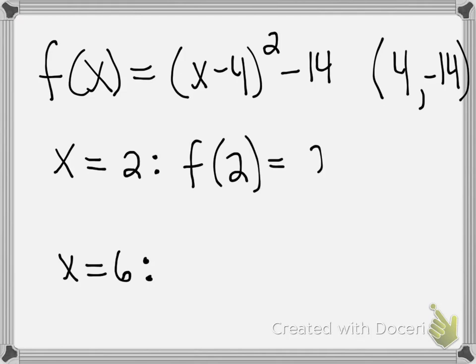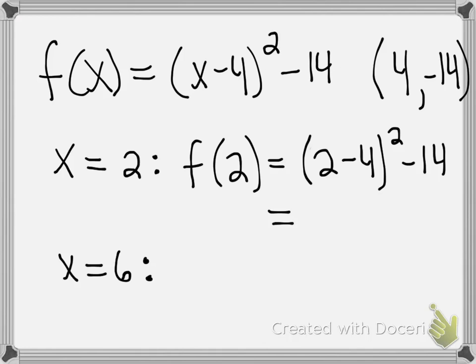f of 2 is going to be, in parentheses, 2 minus 4 squared minus 14, which is going to equal, inside the parentheses you're going to get negative 2 squared, which is positive 4, minus 14. This ends up being minus 10. So that gives us the point 2 comma minus 10 on the graph.